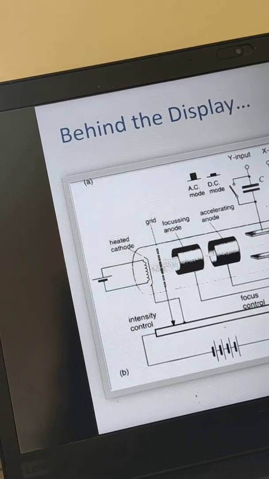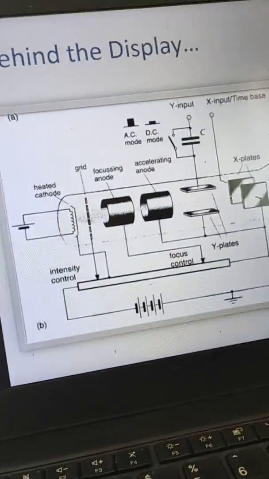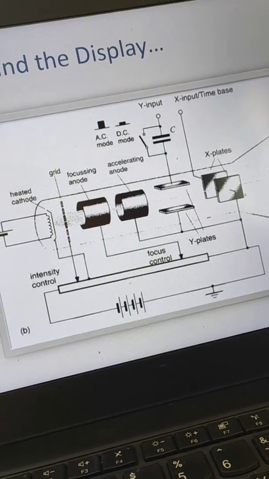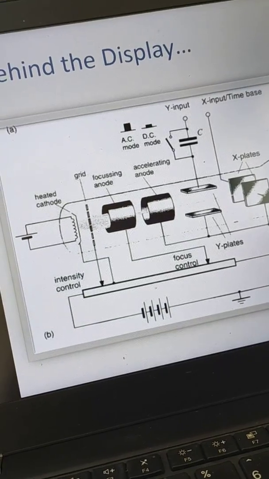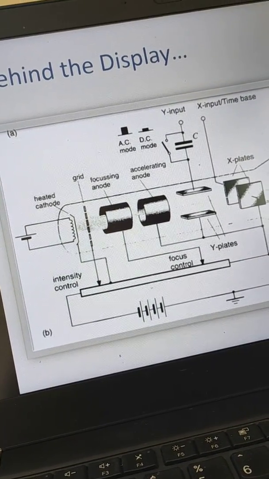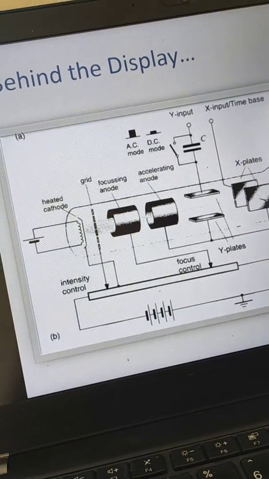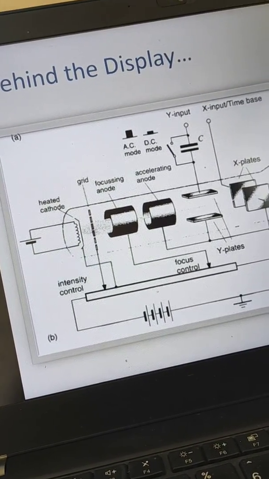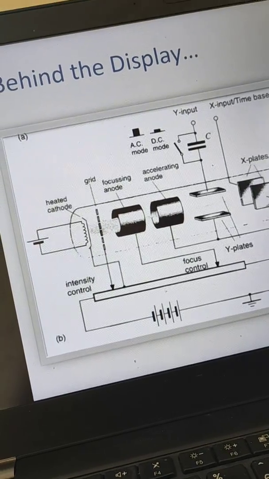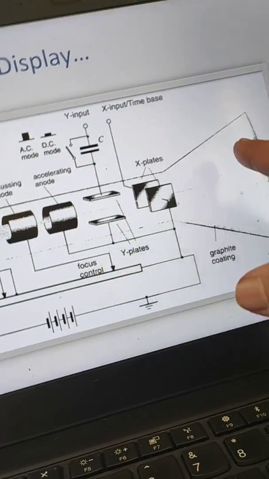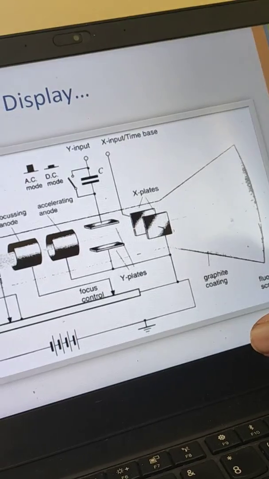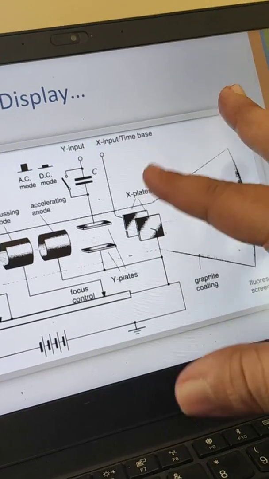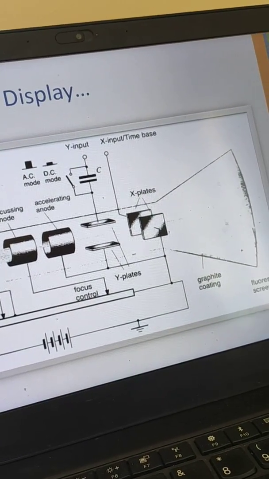There are different controls. The focus control is used if we want to increase the focus of the CRO, and the intensity control is used to increase the brightness of the CRO. For that purpose we are using these different controls, and here we are using the graphite coating, and after that the next one is the fluorescent screen. So this is what is behind the display of a CRO. This is a physical animation of the CRO.